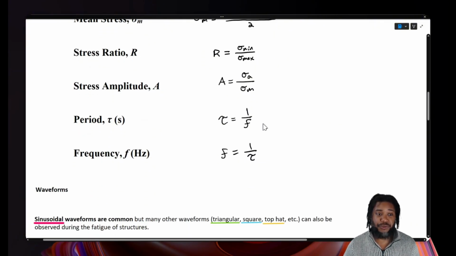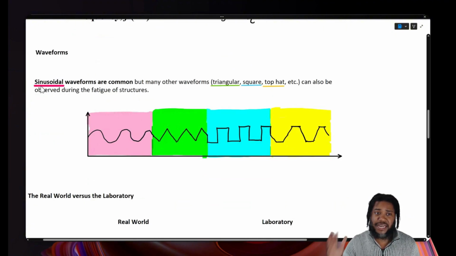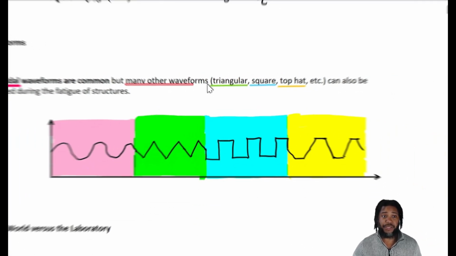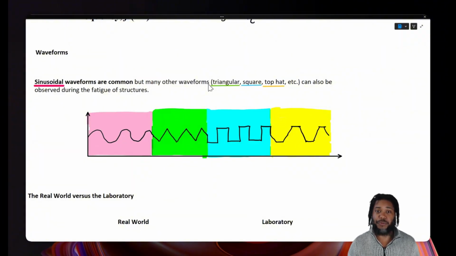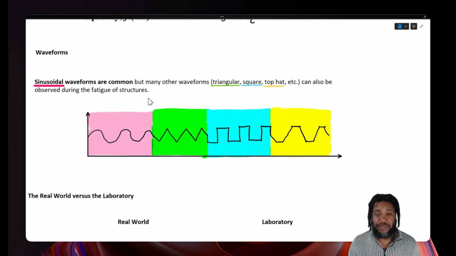Now let's move on to the way that those wave functions might look. Sinusoidal waveforms are the most common. Those are the waveforms that, if we were doing an experiment, we would most like to use, because those smooth waveforms allow us to cycle very, very fast.